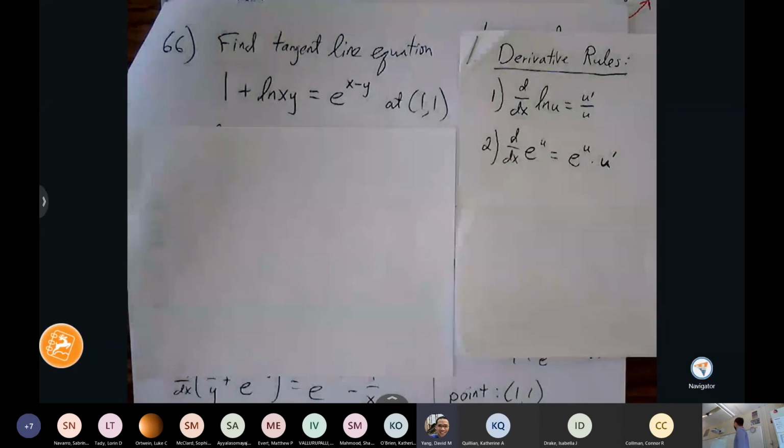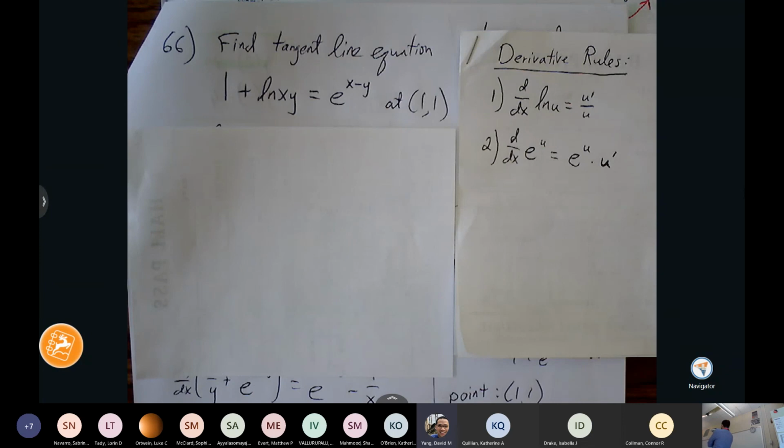This is one where we want to find the tangent line equation. So the big picture is that from this equation, we're going to find the derivative. From the derivative, we're going to use the ordered pair to find the slope. Once we have the slope and the ordered pair, we can put it in point slope form and try and get down to a linear equation. But the challenge here is getting to the derivative portion, right? So look at how this is set up.